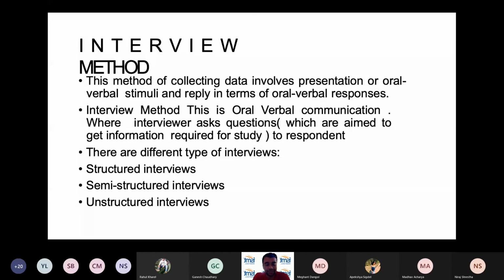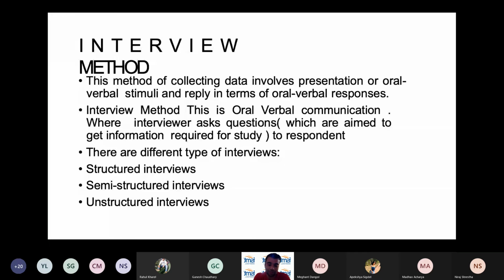This basically involves collecting data using oral verbal stimuli and getting replies as oral verbal responses. You are asking the question in oral format and getting the response in the same format. That is the interview, which is oral verbal communication. There are three types of interview we basically look at: structured, semi-structured, and unstructured.